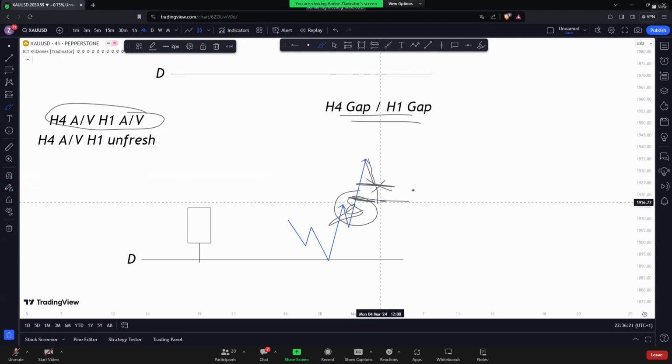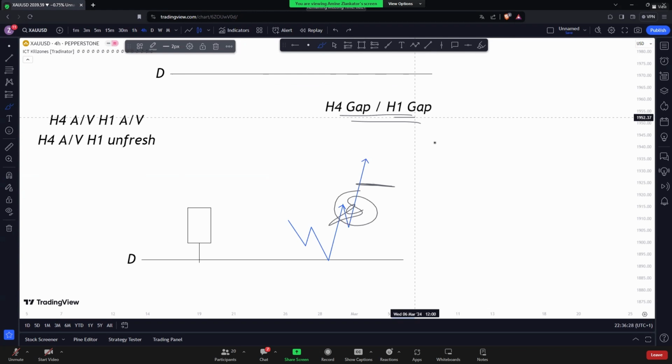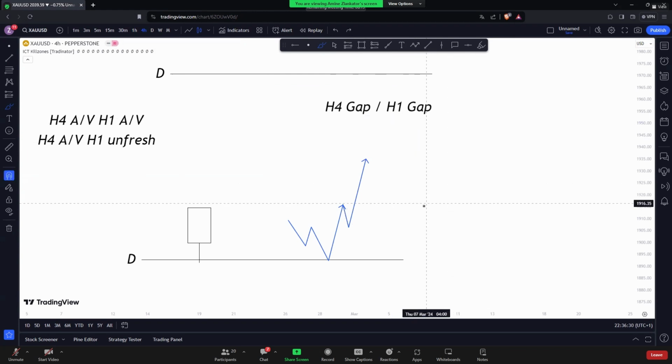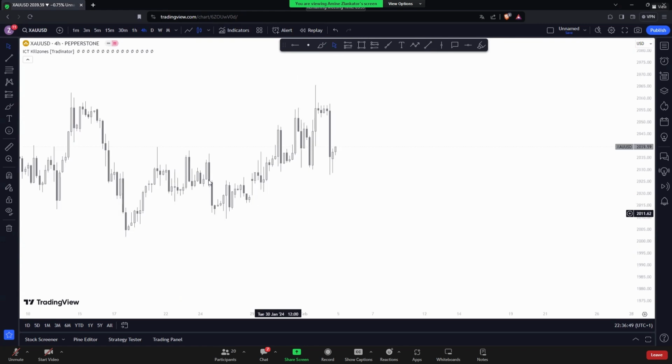So what do you do when you find this and this? You either wait and buy on this, or you would want to refine your H1 gap to an H1 V or A. So with a gap on H4, when you go down on H1, you're going to see a V level, so you're going to take that instead of the gap. Price pulls back and then goes up. Now I'm just going to show you a few examples here. Let me just take a look.